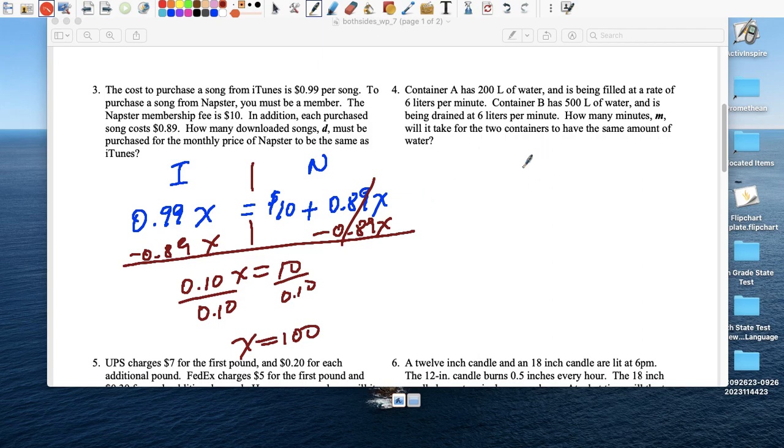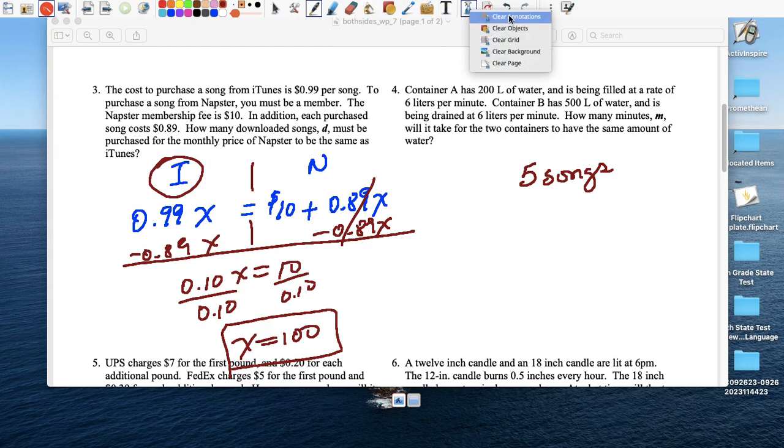But again, think about it. If you knew this month, I'm only downloading 5 songs, would you do Napster or would you do iTunes? Well, with iTunes, it'd be 99 cents times 5, so you would end up paying like $4.95. With Napster, if you're only downloading 5 songs, you would pay $10 plus 89 cents times 5, and obviously iTunes would be the ideal, right? So again, at 100, it doesn't matter. At any other number of songs, it would matter. Depending on the quantity, you might choose one service over the other.